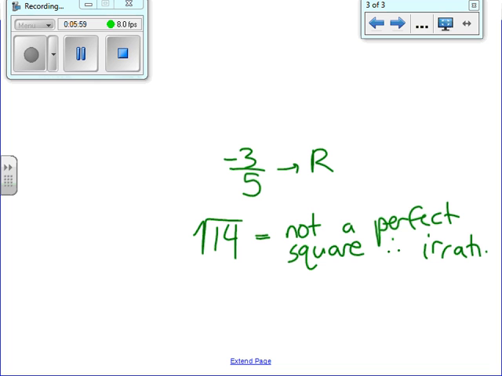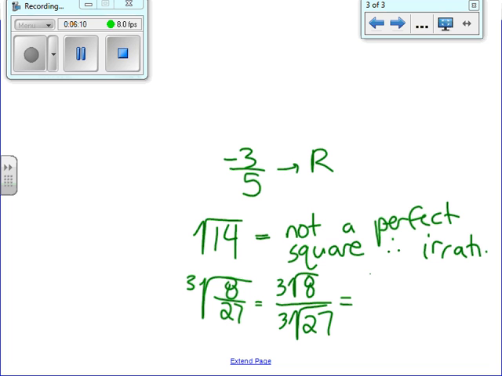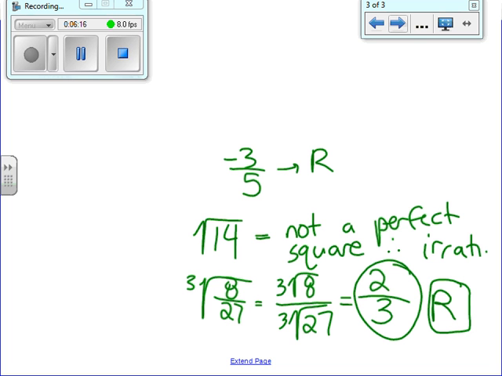If I looked at the cubed root of 8/27, I could look at it as the cubed root of 8 over the cubed root of 27. And those are actually both perfect cubes. That's 2, that's 3, so this would be rational. So it's just using those things that you already know in order to identify something as rational or irrational. So I'm going to leave that one.